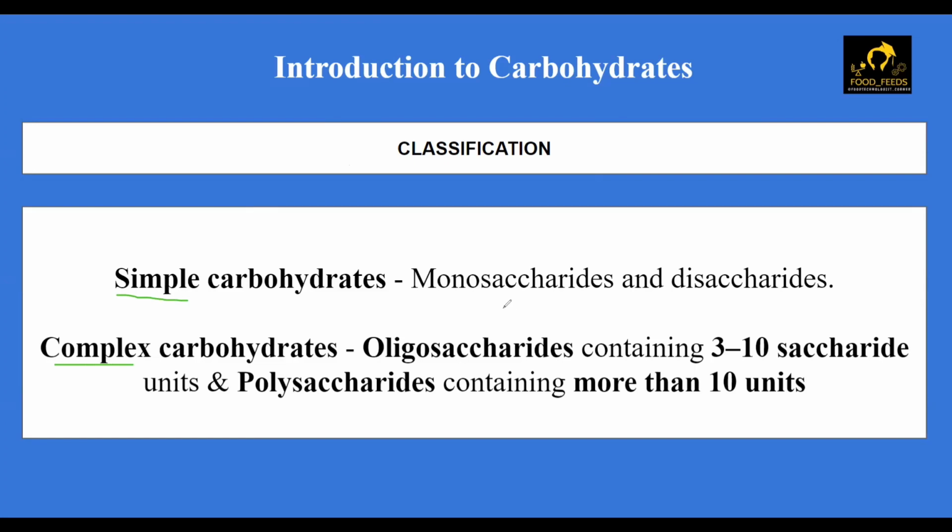Simple carbohydrates include the monosaccharide, which is one sugar unit, whereas the disaccharide has two sugar units. So both of these are included as simple carbohydrates. Whereas complex carbohydrates include oligosaccharides, which contain 3 to 10 saccharide units, whereas if it contains more than 10 units, then it is termed as polysaccharides.